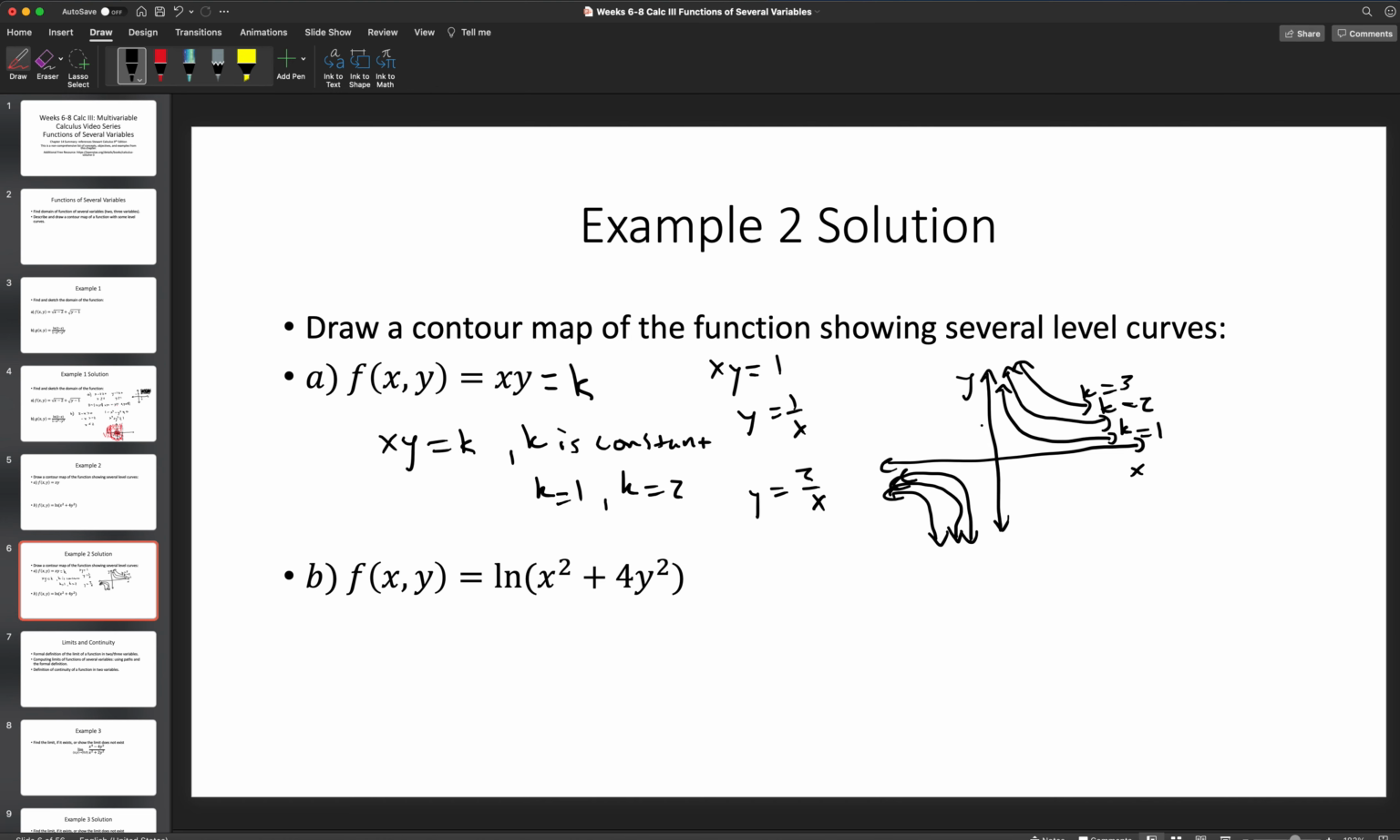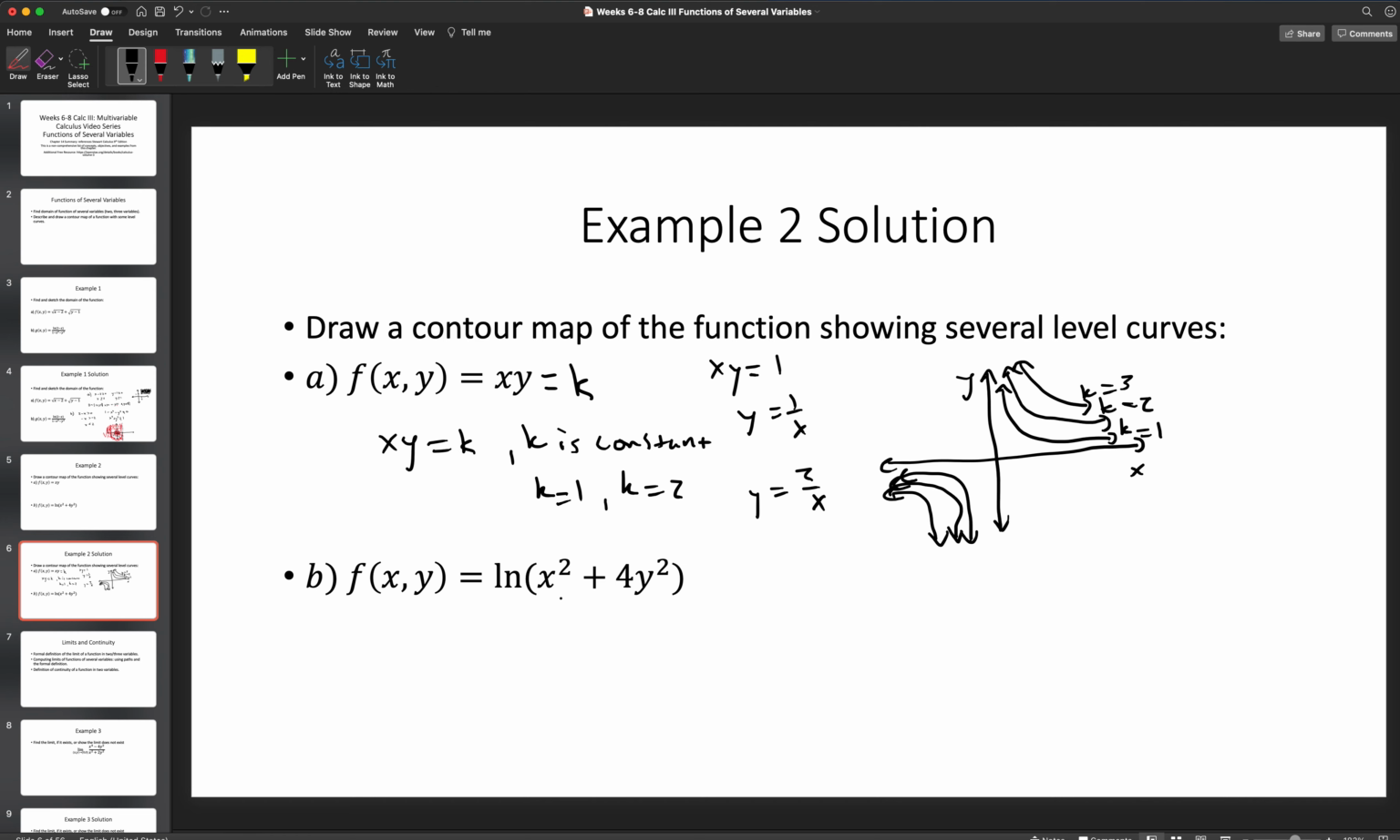So this would be the level curves of this. Basically what you're doing is you're slicing the function, right? Horizontally slicing the function when k is 1, k is 2, k is 3, etc., and then drawing that on your 2D plane.